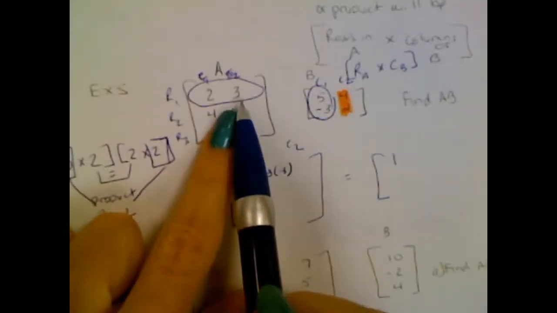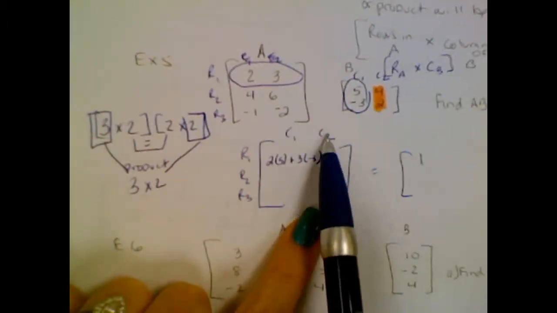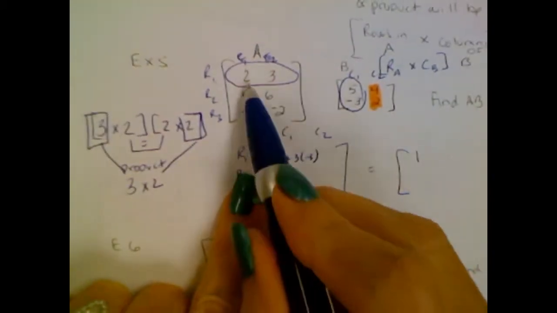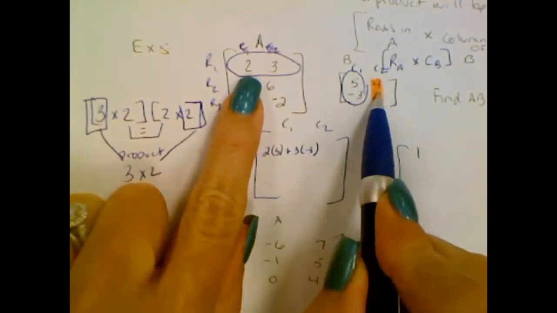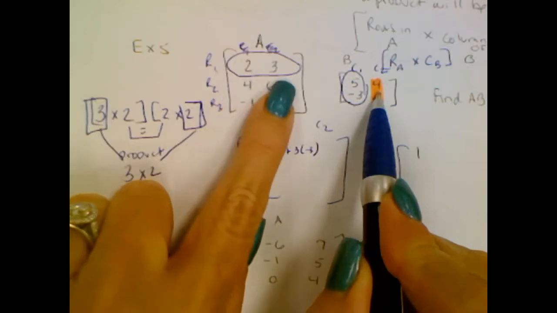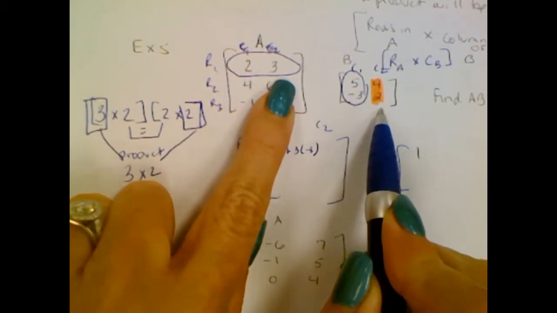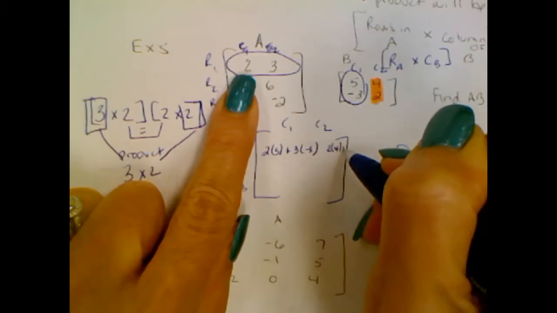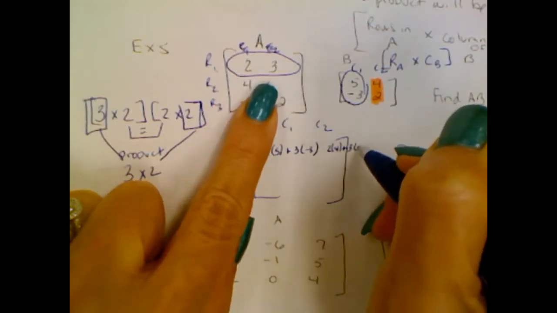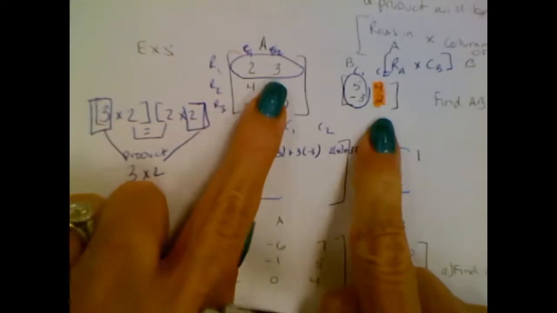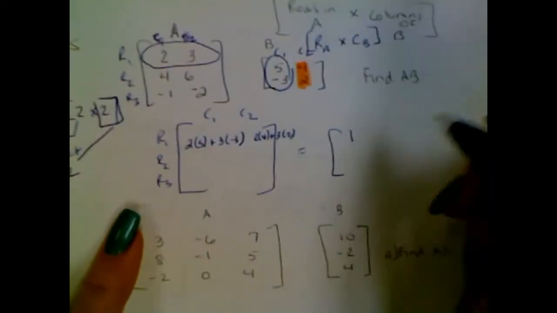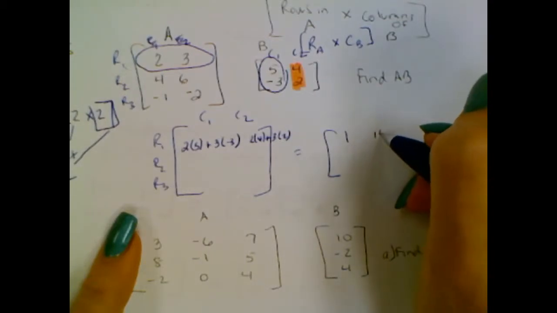But we're back to row 1. So right here, this is row 1, column 2. Do you guys see this? R1 is 2 times 4. You guys see that? Plus 3 times 2. 2 times 4. I'm going to have to go outside this matrix. Plus 3 times 2. Add them together. What do you get? You get 8 and 6, which is 14.